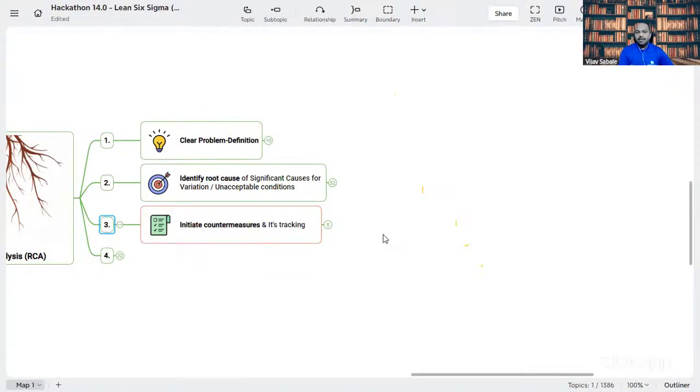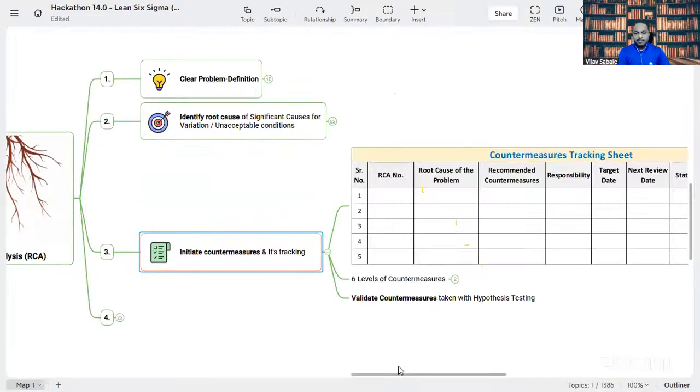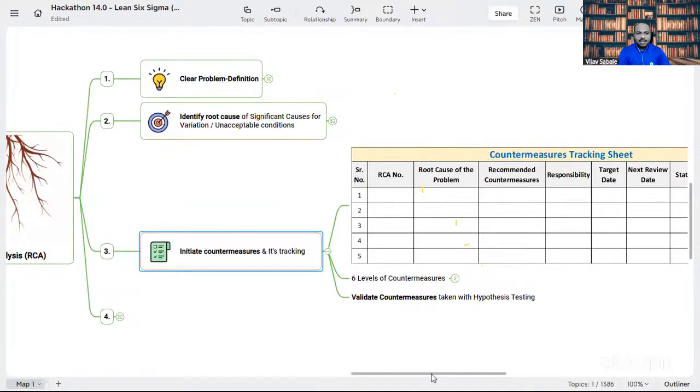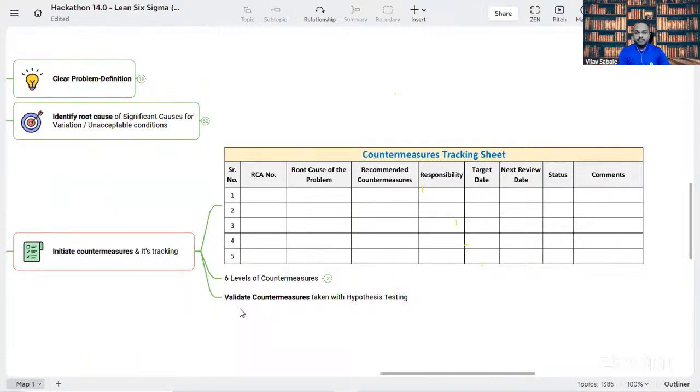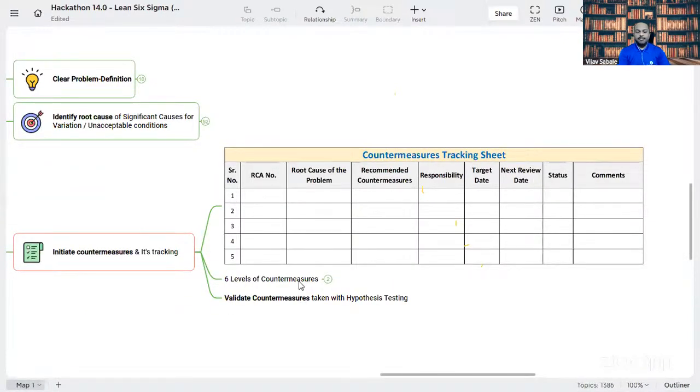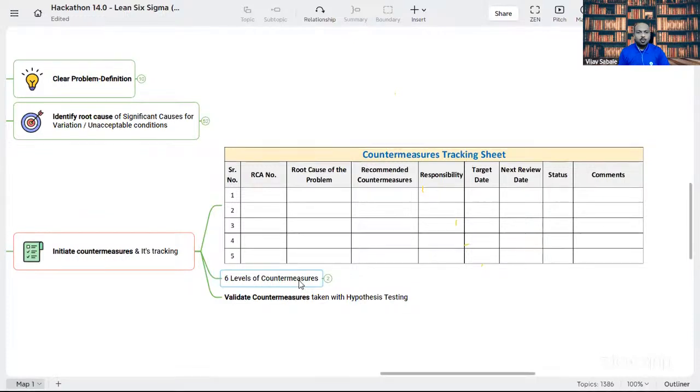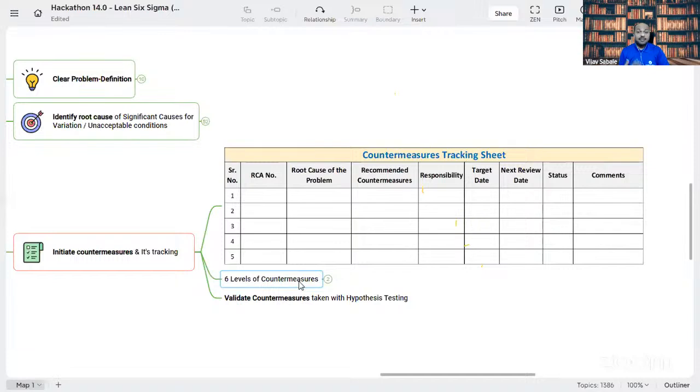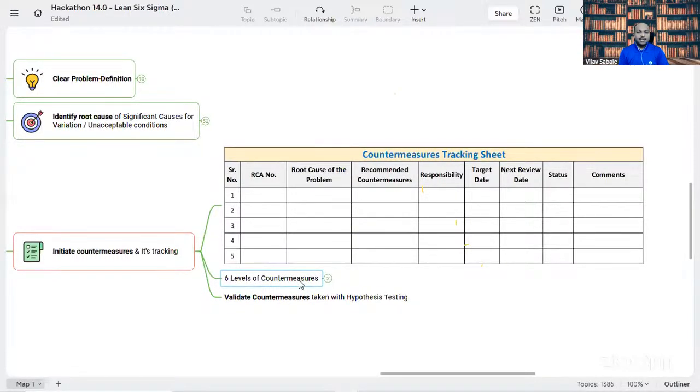Still, if you go for the implementation of countermeasures, you need to understand that there are 6 levels of countermeasures, right? Sometime before we also talked about the OPL, right? So we should not have OPL implementation as our first level of countermeasure. Why, I will explain in some time.